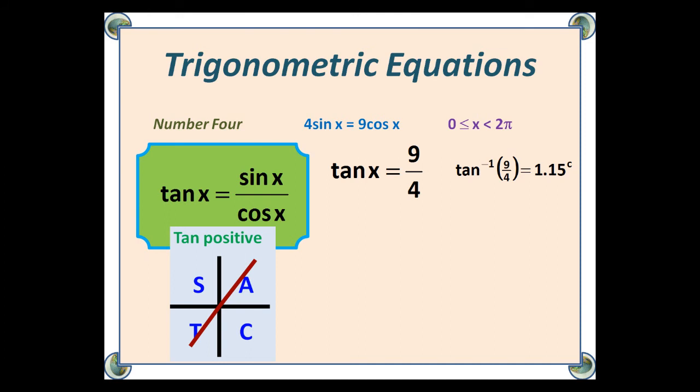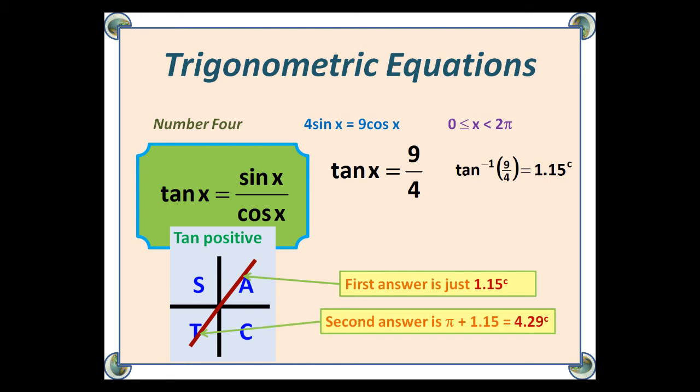9 over 4 is a positive number, so we're looking in the A and T regions. We put our 1.15 radians to the x-axis in those regions. The first answer is just 1.15 radians, but for the second answer, we need to add on pi, and that gives us 4.29 radians.